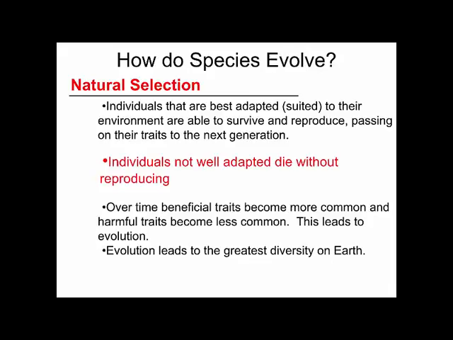Any individual not well adapted can't survive. It can't make it, and it'll die out before reproducing. So over a period of time, any trait, any characteristic that's beneficial becomes more common. Any trait that's harmful becomes less common. And over time, this leads to evolution, changes in the species over time. And this evolution is why we have such a huge diversity of living organisms on Earth. Because all these different species have branched out and evolved differently, forming millions and millions of different species.